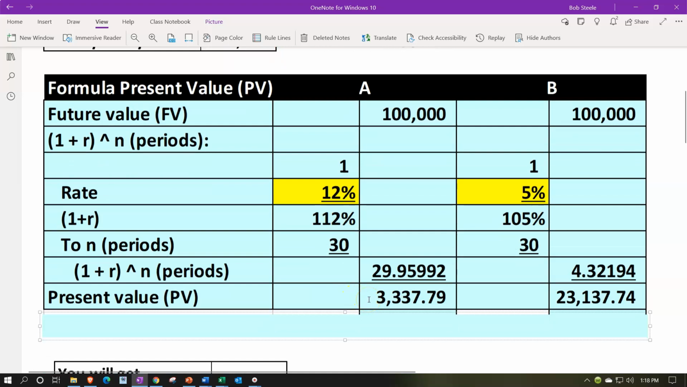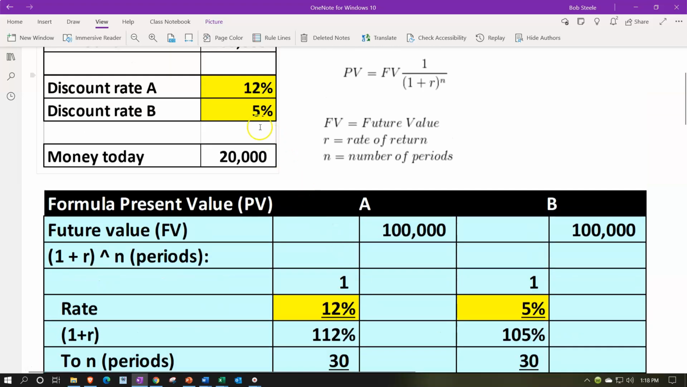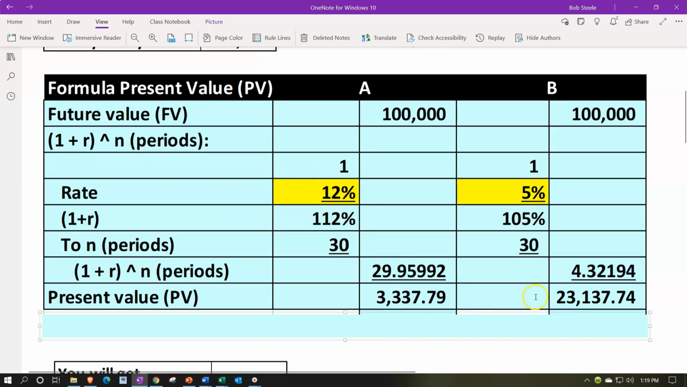We wouldn't want option A. But if we consider the discount rate to be only 5%, then we might say that this 23,000 comes out higher. So we may then choose the 100,000 in 30 years. We may still not choose it. We might say, hey, I need the money now, so I'd rather have it now.